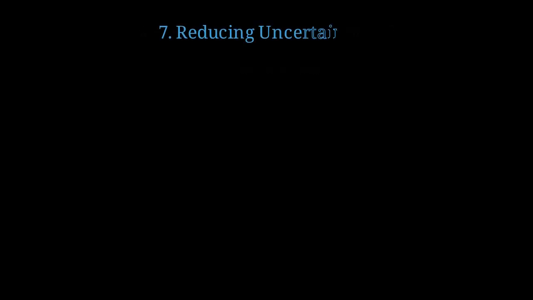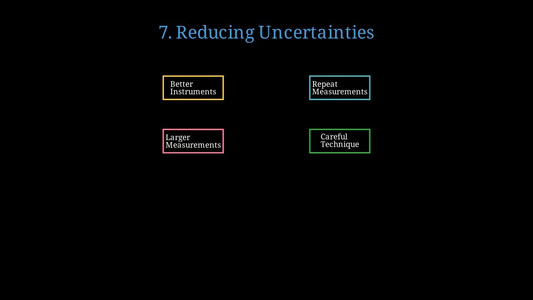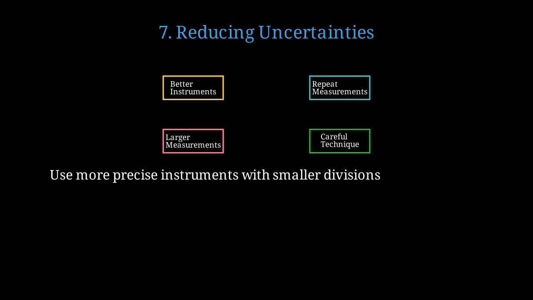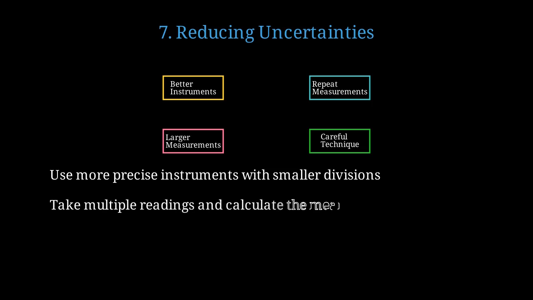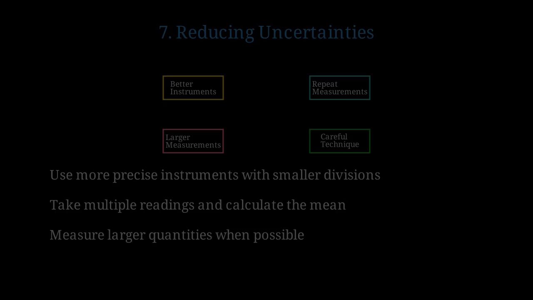There are several ways we can reduce uncertainties in experiments. We can reduce uncertainties by using better instruments, repeating measurements, making larger measurements, and using careful technique. Using more precise instruments with smaller scale divisions reduces reading uncertainty. Taking multiple readings and calculating the mean reduces random errors. Measuring larger quantities makes the percentage uncertainty smaller.